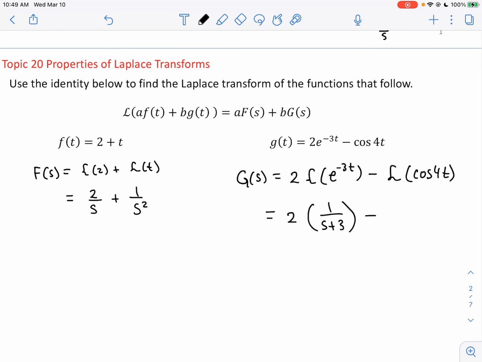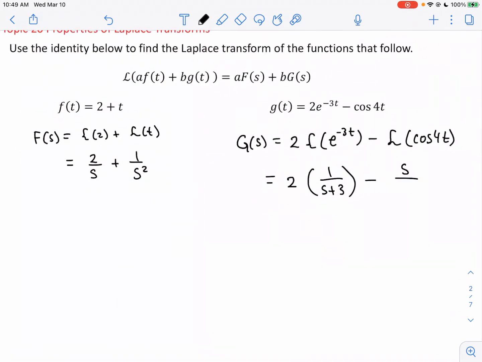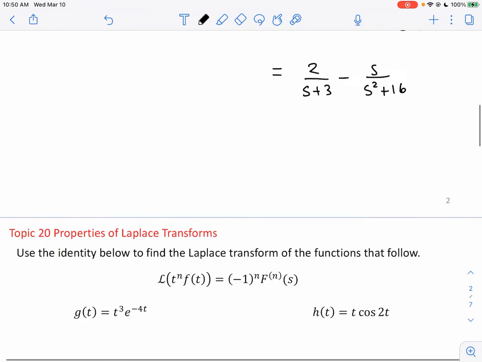And then minus, now let's do the Laplace transform of cosine 4t. So cosine 4t Laplace transform is going to be s over s squared plus b squared, where b is 4 in this case. So s over s squared plus 16. And here is our Laplace transform. Maybe we could put that 2 in the numerator and write it this way. If you wanted to get a common denominator and push these together, you could. But let's not spend time doing that right now in this video lecture. Let's move on to the next slide.